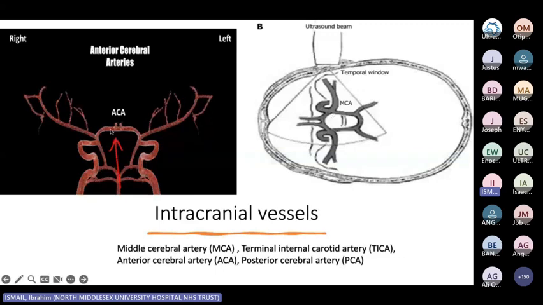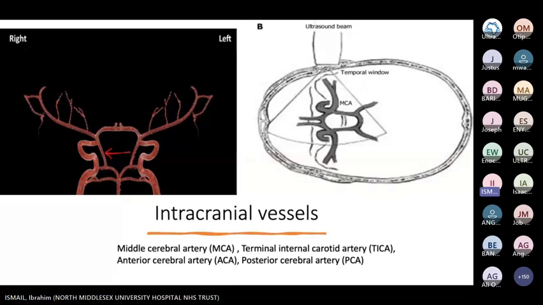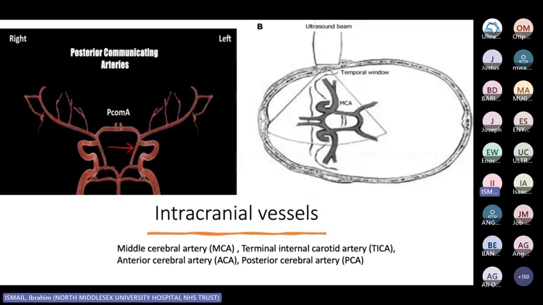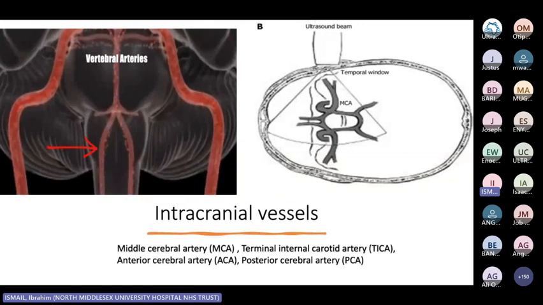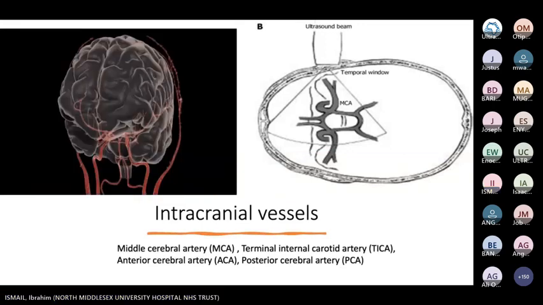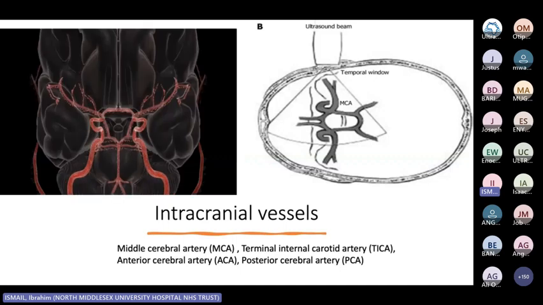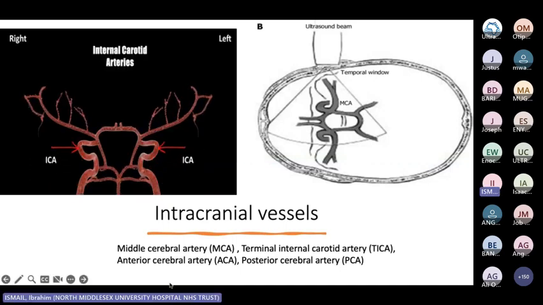As you can see here, the anterior cerebral artery. You can manipulate the probe to acquire which vessel and area you would like to interrogate. So for example, if you tilt your probe anteriorly, you would more likely at a certain depth look into the anterior cerebral artery, whereas if you tilt your probe inferiorly, you will get the terminal point of the internal carotid artery. So these are the main vessels here: the middle cerebral artery, terminal internal carotid artery, anterior cerebral artery, and posterior cerebral artery.